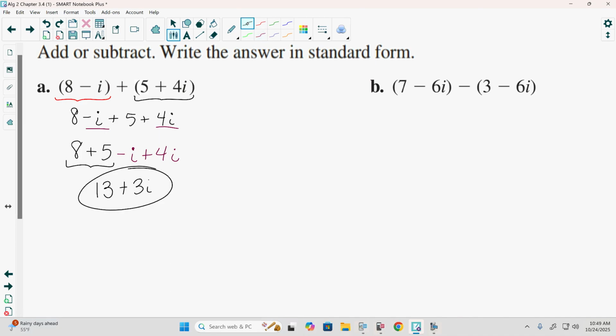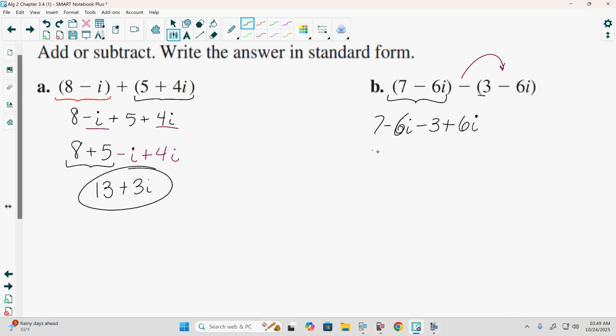So our next one here, the first set of parentheses, 7 minus 6i. Since there's no negative sign or number in front of it, it's just going to be 7 minus 6i. Now our second set of parentheses, we're going to have to distribute that negative through. So it's going to turn our +3 into -3. It's going to turn our -6i into +6i. So once we simplify the parentheses, we get 7 minus 6i minus 3 plus 6i.